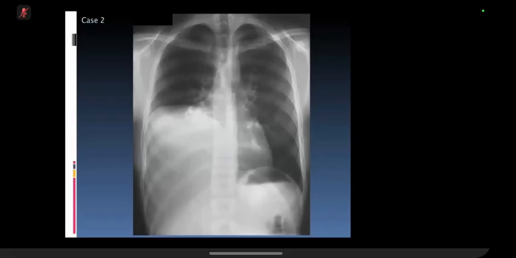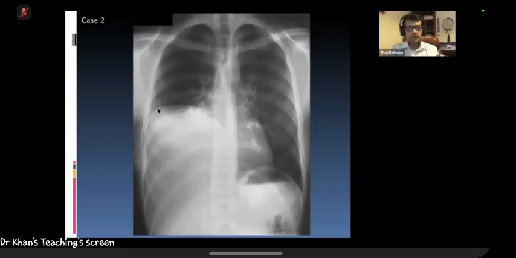So the right hemidiaphragm appears to be elevated, and there's increased density behind the hemidiaphragm. There's also foci. Are you referring to this? Yeah. So that is the point that I wanted you to see.